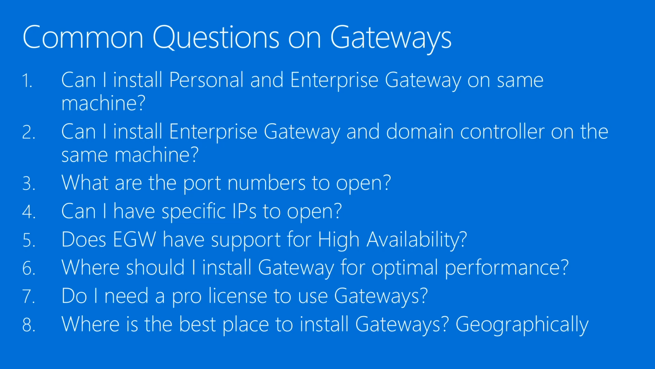Number 6, where should I install Gateway for optimal performance? As I mentioned, it depends on your usage. It depends on the data sources that you're using, but keep an eye on perf counters, and that will be the only answer we would go with. But you can start with an 8 gigs core machine and scale up or down depending on your needs.